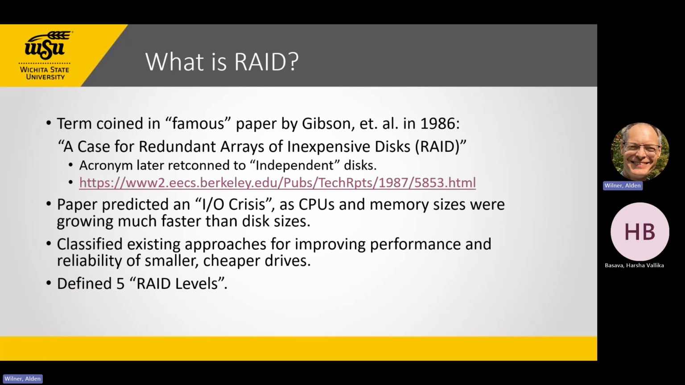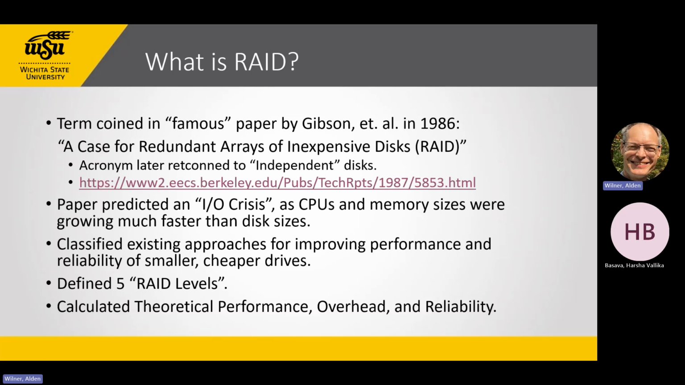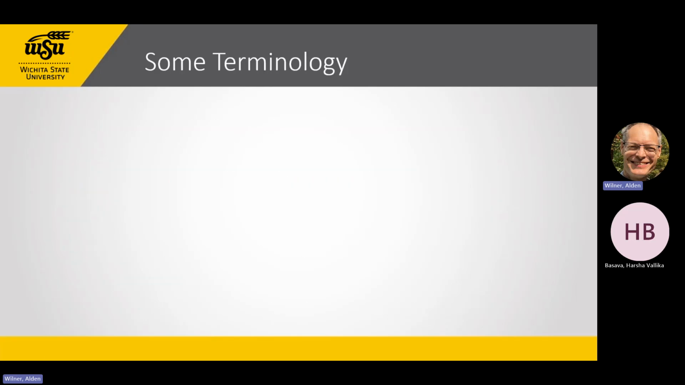He defined 5 what he called RAID levels. Okay, and the RAID levels were starting off with basic something that had no protection at all, and then to mirroring, and then to different kinds of parity. He calculated the theoretical performance, overhead, and reliability for each of those RAID levels. Published that. There were actually 6 RAID levels in this original paper, but one of them he just said was mirroring, so we'll get into that. Maybe I should just say he's defined 6 RAID levels. I'll just pretend I said 6. Okay, we'll fix that slide.